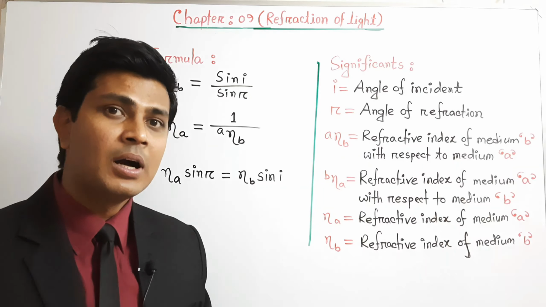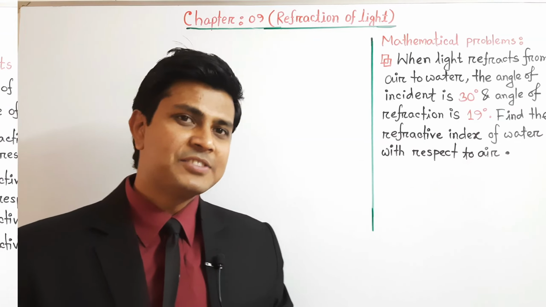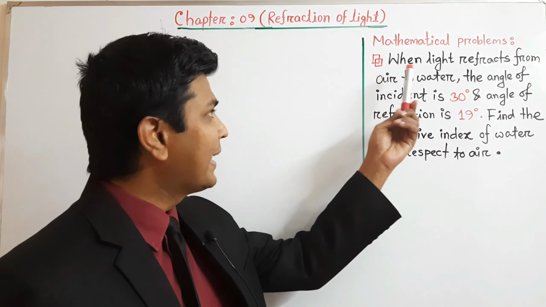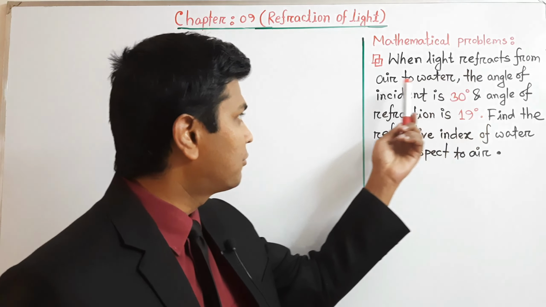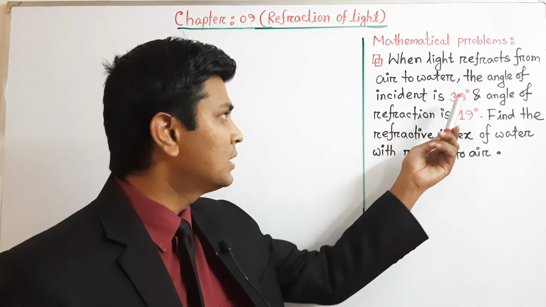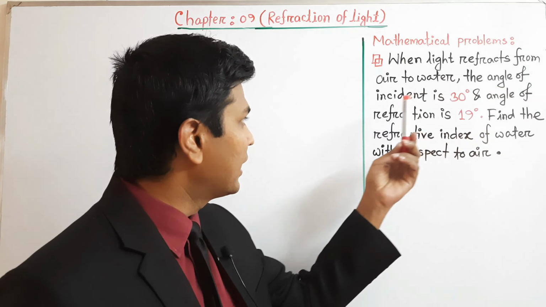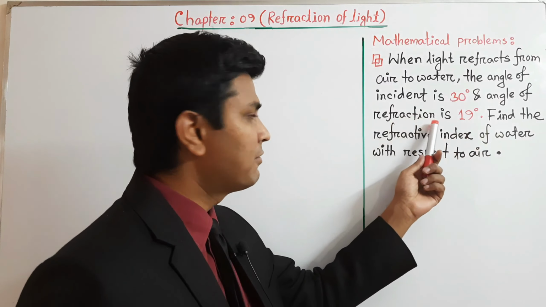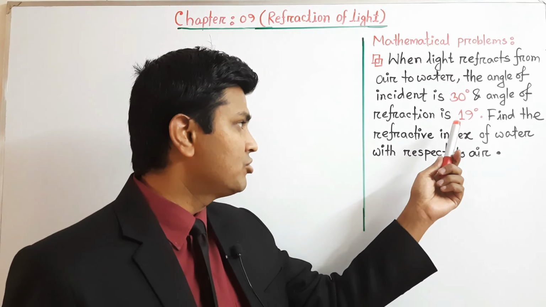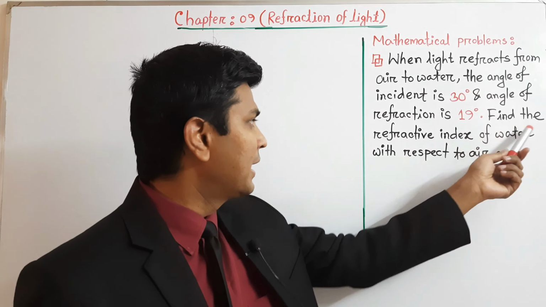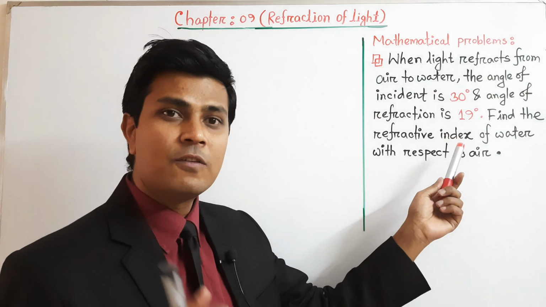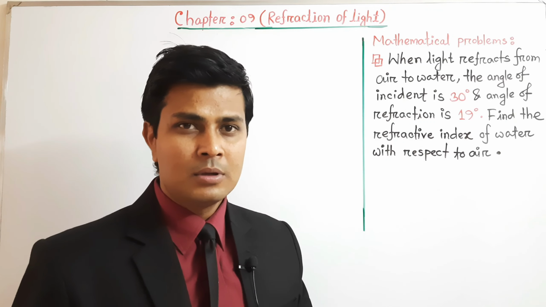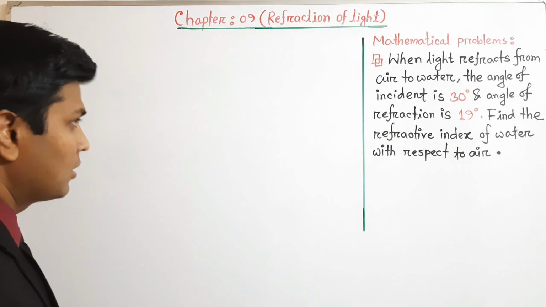Let's have a look at a mathematical problem. The problem is: when light refracts from air to water, the angle of incidence is 30 degrees and the angle of refraction is 19 degrees. The question is: find the refractive index of water with respect to air. So let's solve this question.